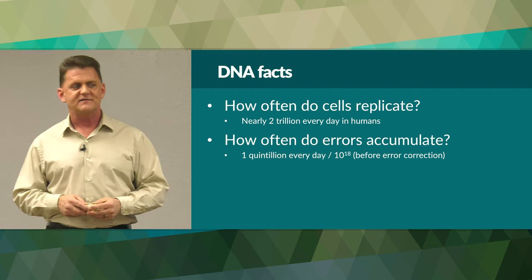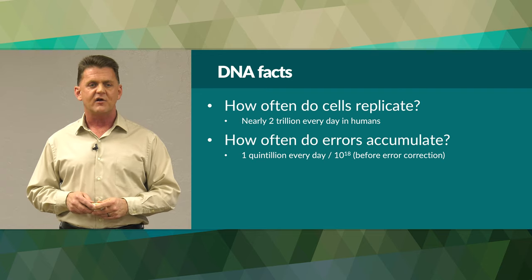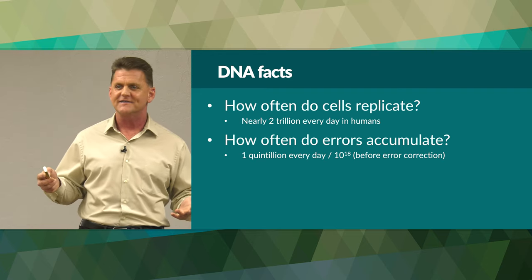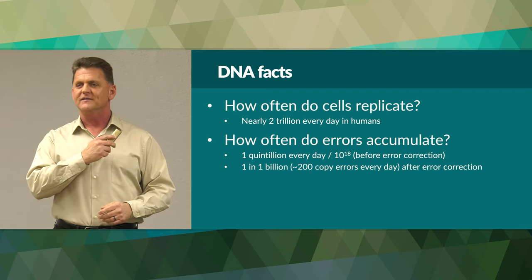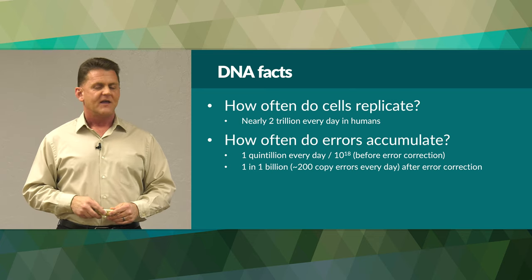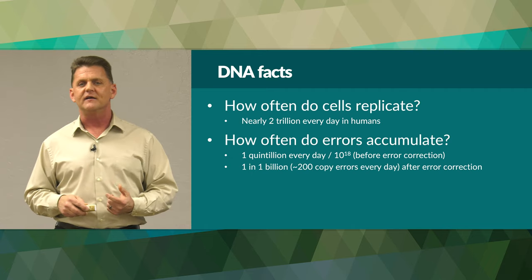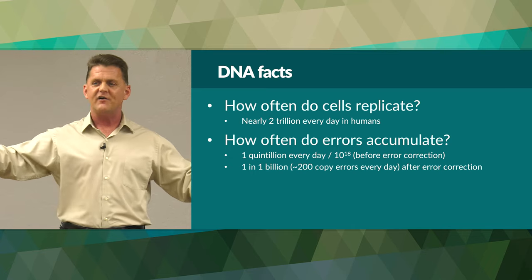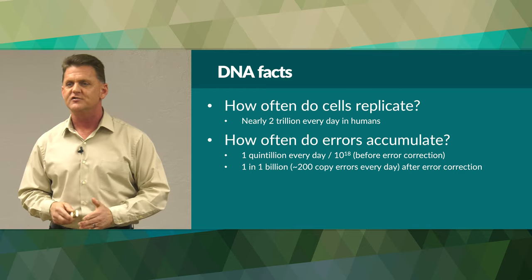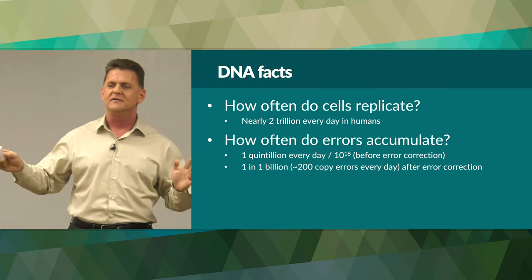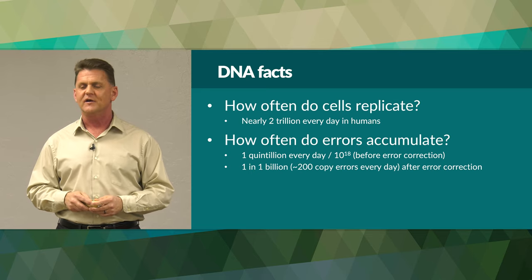Well, that doesn't seem to be right. If this many mistakes are accumulating or happening in our DNA and our code, shouldn't we have all kinds of weird things as a result of it? We would, except the error correction process comes along, thankfully, and saves the day. It doesn't correct everything, but it gets it down to about 200 copy errors a day. Out of that quintillion errors that take place on average, the correction mechanism comes back and reduces that to a mere 200. A drop in the bucket compared to the amount of information we have in our manuals. Just 200 a day. Absolutely incredible.